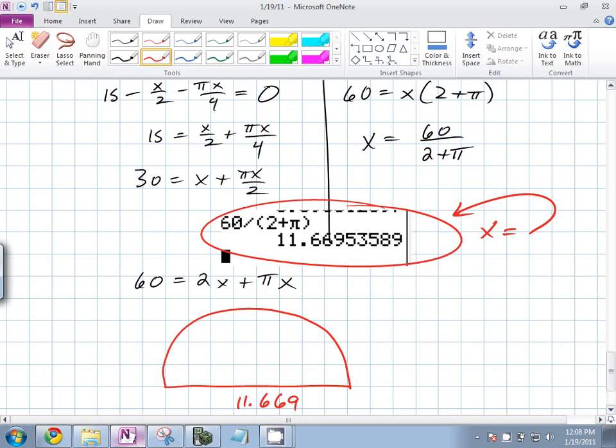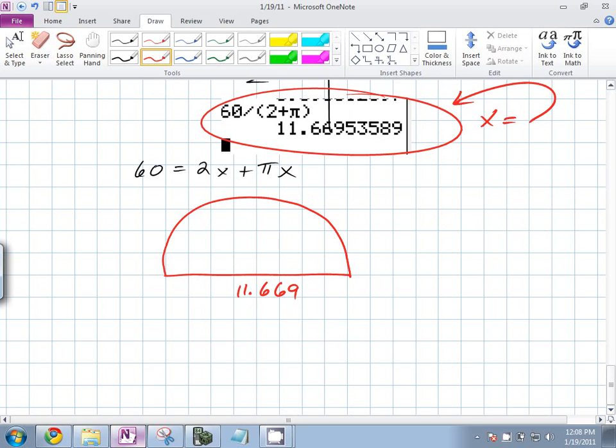It should still be 30. If our rules hold, it should be 30. If it doesn't come out to 30, what does that mean about our math? We did something wrong. How do we figure out that half arc? It's going to be 1/2 pi times 11.669. Can someone take their calculator and do that for me, and tell me what you get to 3 decimal places?